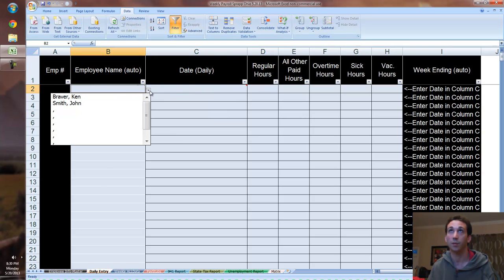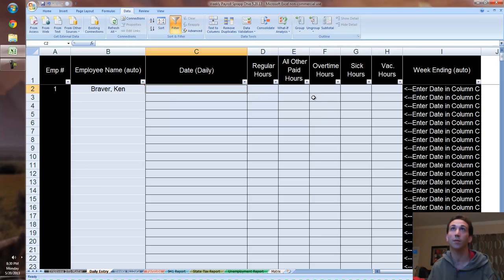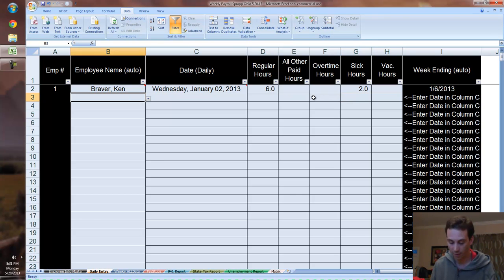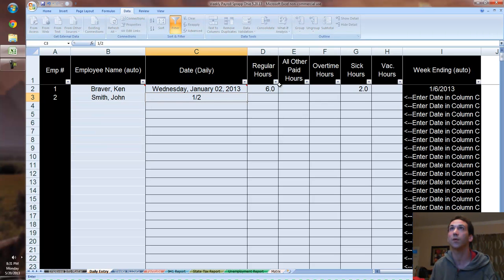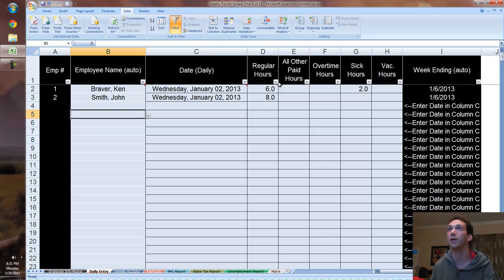In this light blue area, you would click and say, all right, well, Ken, what day did he work? He worked on January 2nd, and he worked 6 hours and then took 2 hours sick. Then you have a different employee. Instead of clicking that little arrow right here on the right-hand side, you can also hold down the Alt button. Let's say John Smith also worked on the 2nd, and he worked 8 regular hours.